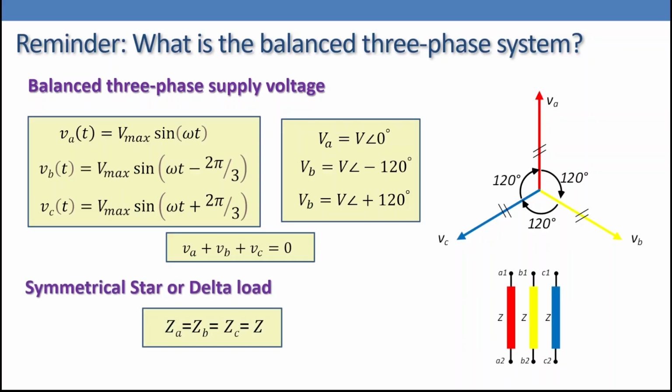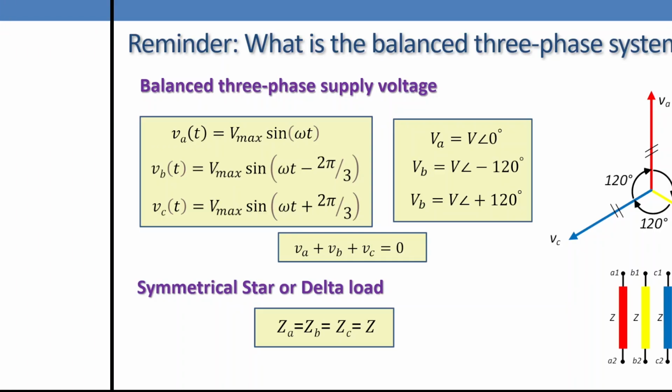And to have a balanced system, not only should the source be balanced, but the load should be symmetrical at the same time. So if you have a star or delta load, the impedance of the load ZA equals ZB equals ZC equals Z.